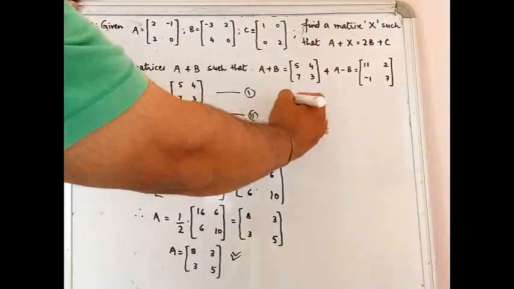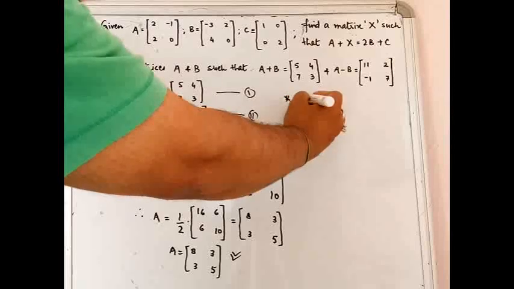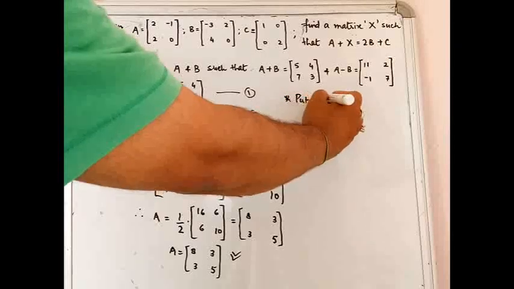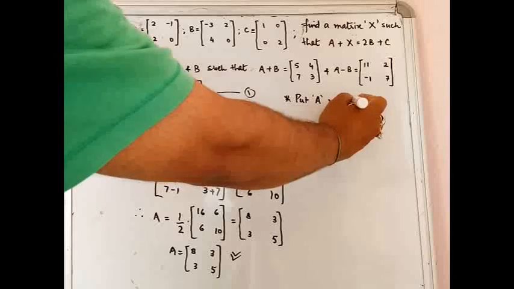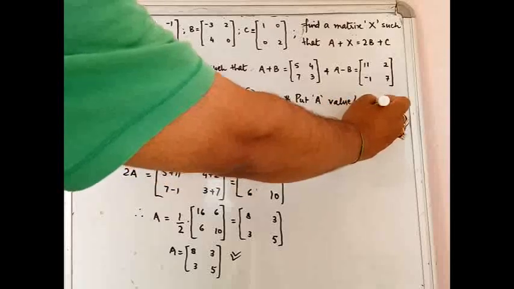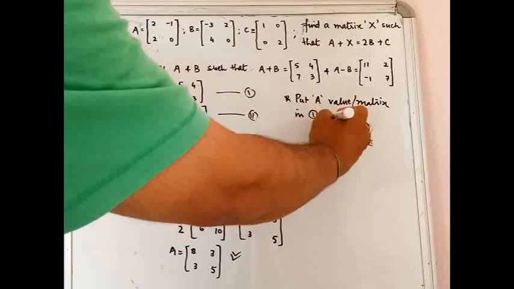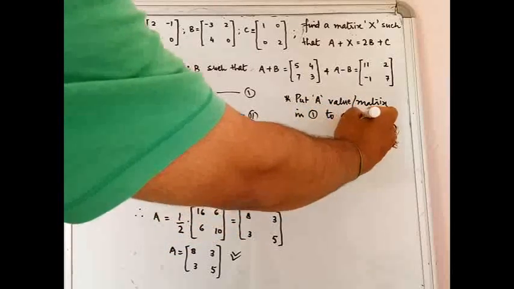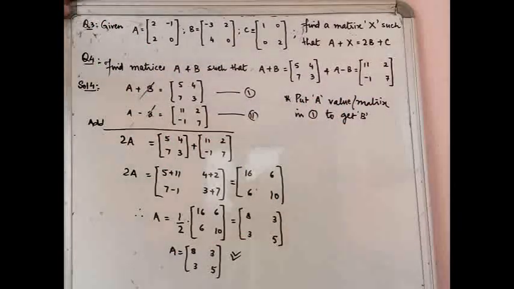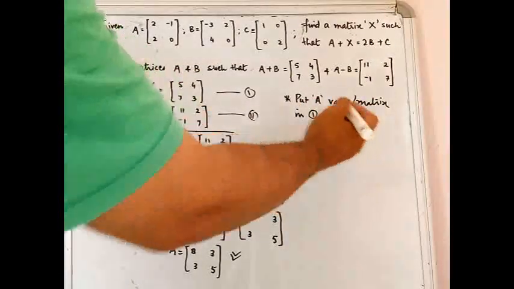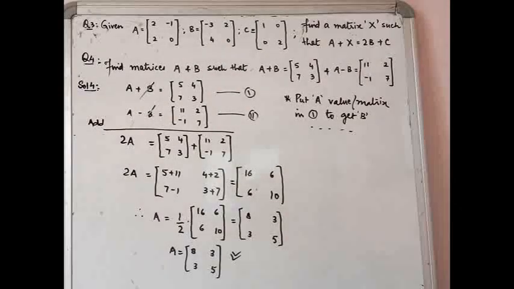What I am going to write is put A value or the A matrix in 1 to get matrix B. Okay, so this is what you have to do. You can complete this in your notebooks, the calculation for the B part, because now I am going to take you up to the last question of this particular class, which is question number 5.